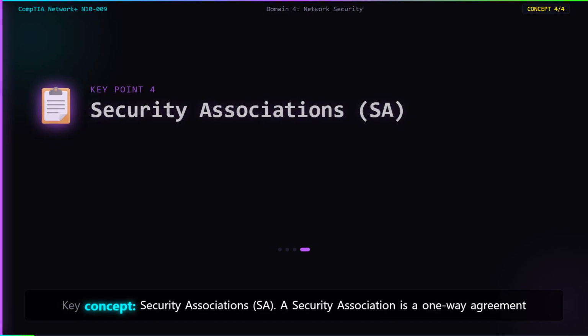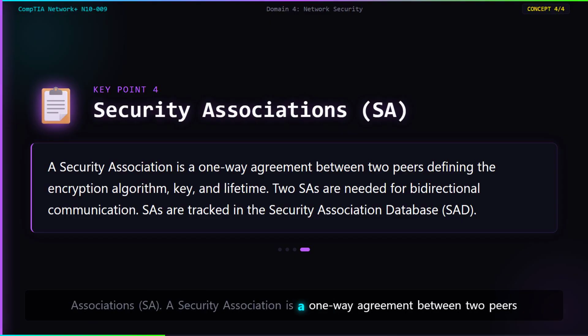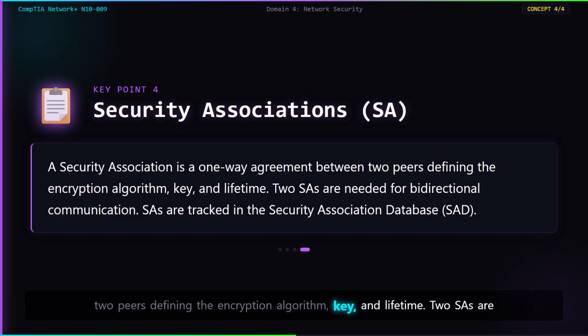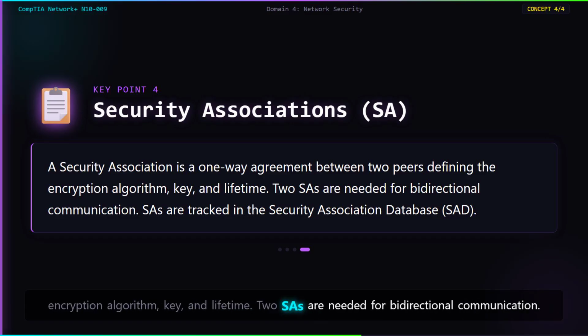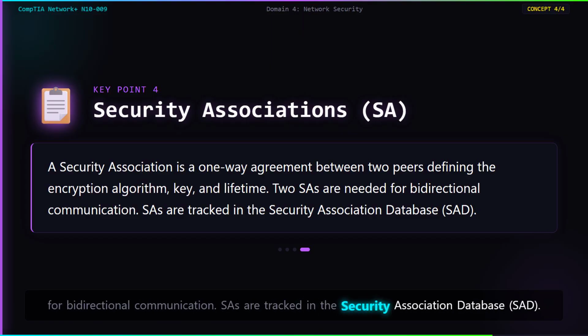Key concept: security associations, SA. A security association is a one-way agreement between two peers defining the encryption algorithm, key, and lifetime. Two SAs are needed for bidirectional communication. SAs are tracked in the Security Association Database, SAD.